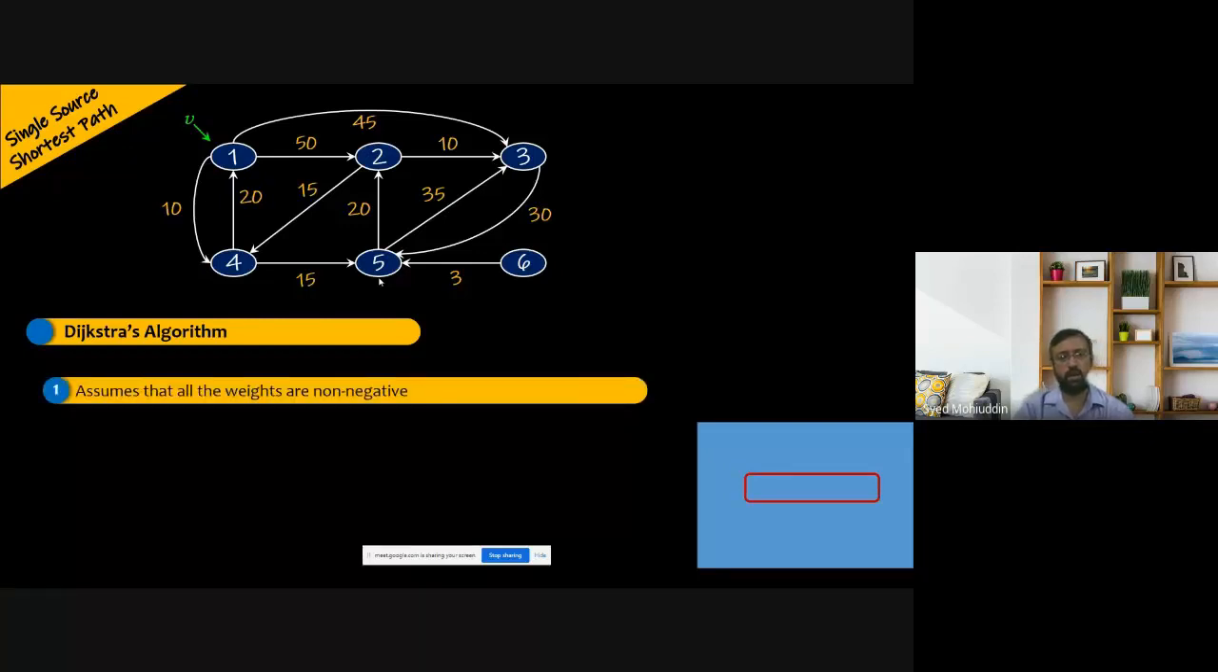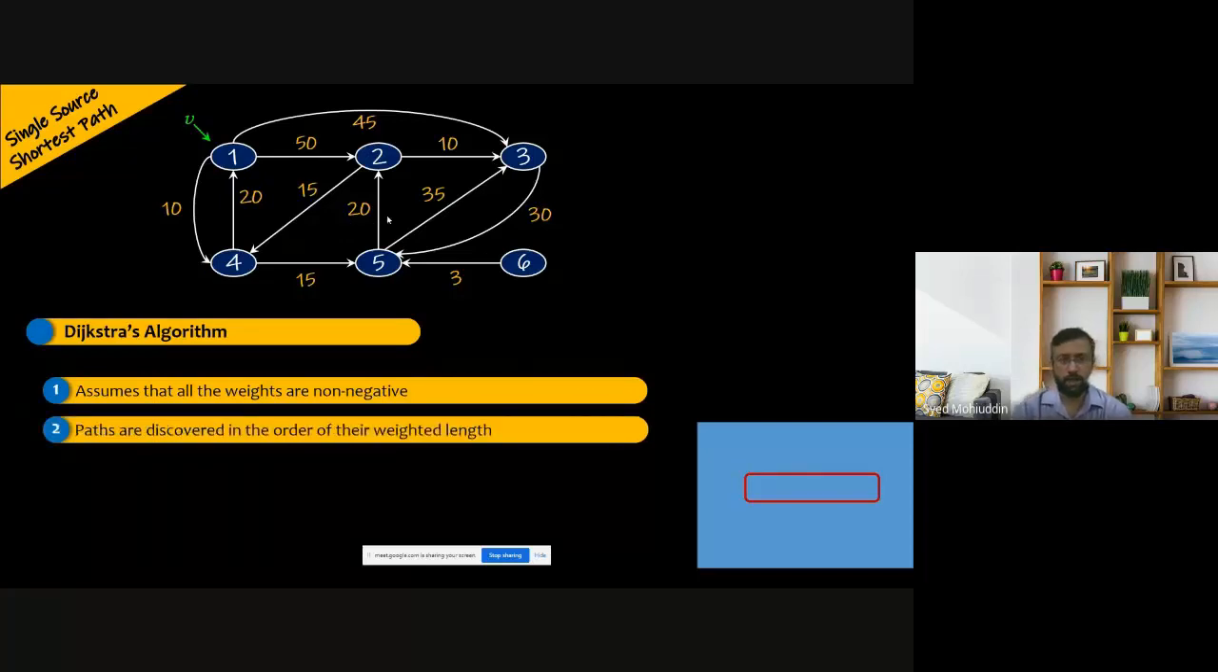The basic concept of Dijkstra's algorithm, the working of this algorithm, is based on the assumption that all weights are positive. If an edge has a negative weight, then Dijkstra's algorithm will not give us the correct results. Sometimes it gives us the correct result, but not always. So Dijkstra's algorithm assumes that all costs or weights of all the edges are non-negative, they are positive. If it is negative, Dijkstra's algorithm doesn't work.